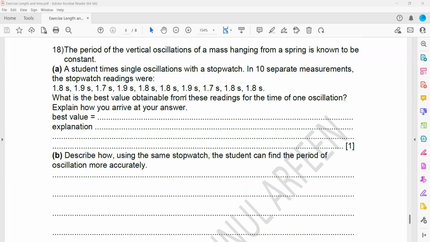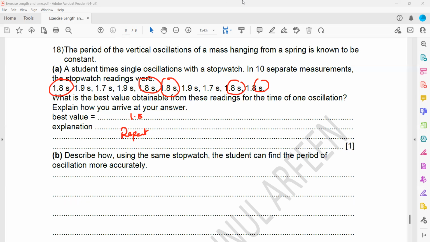Then the period of oscillation for a mass hanging from a spring is given. As you can see, what is the best value? As you can see, 1.8, 1.8, 1.8, 1.8. So you can say the best value is 1.8, and the reason is that it repeats many times.